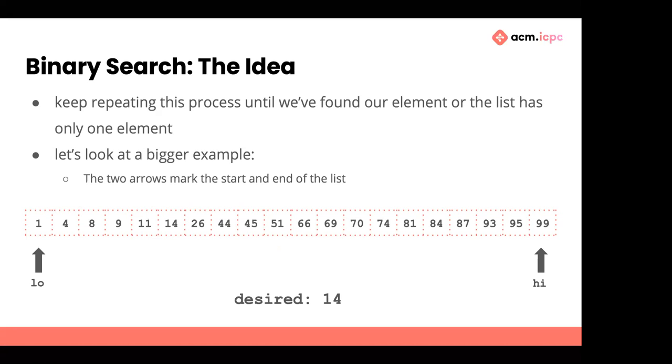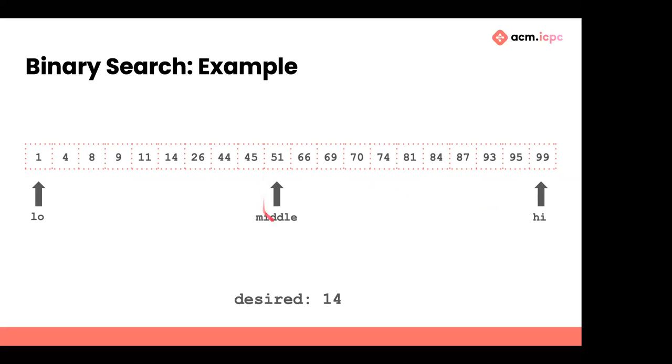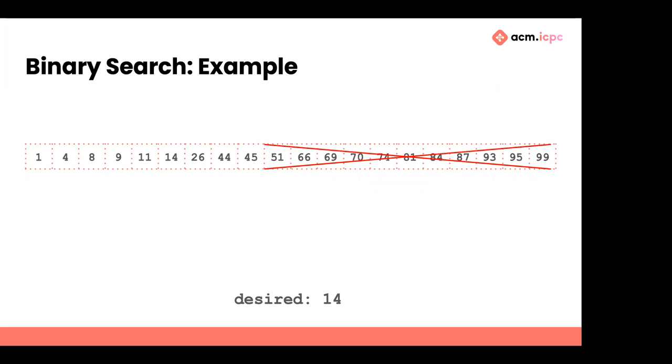We first look at the middle element, which happens to be 51. We then compare 51 to the desired element. In this case, since 14 is smaller than 51, and the data is in sorted order, anything that comes after 51, that is 66, 69, 81, et cetera, will all be greater than 14 as well. So why bother looking at it? If an element is greater than 51, it cannot possibly be equal to 14. So we can eliminate the entire right half in one single check.